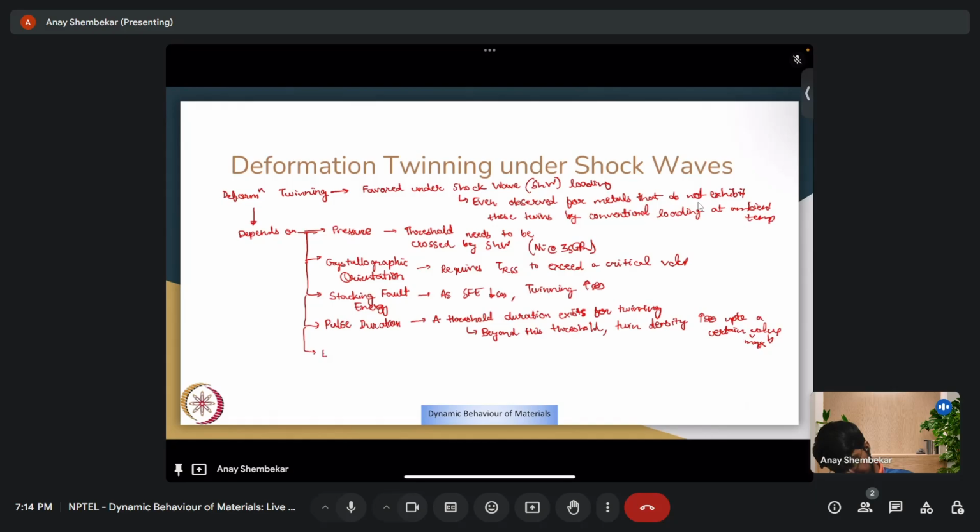Another affecting factor is the existing substructure. Dislocations and twins are competing mechanisms, meaning if dislocation density rho is high, twinning is low.